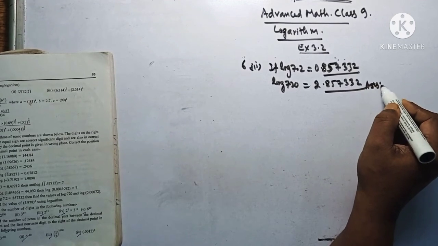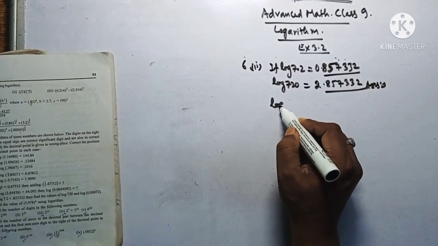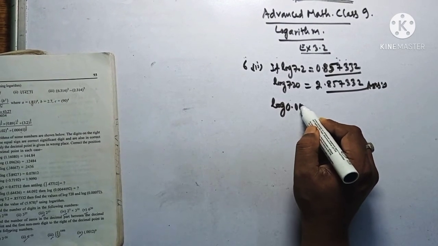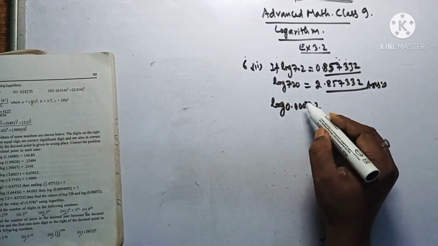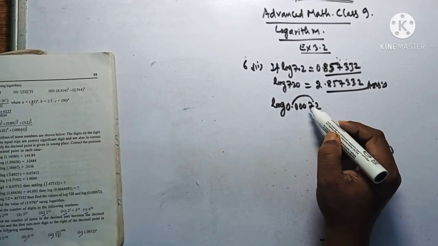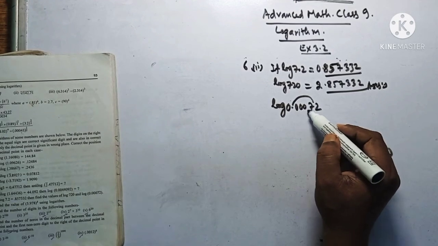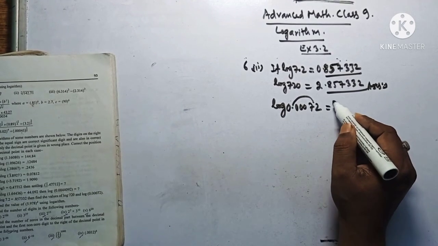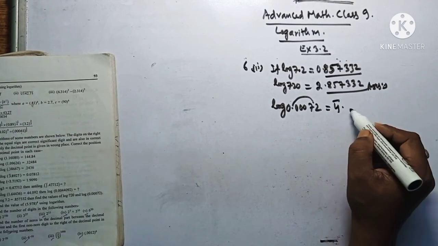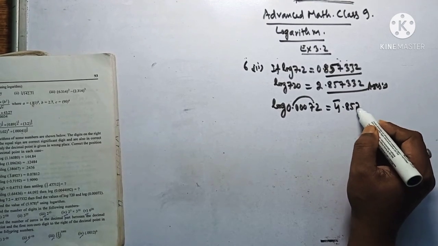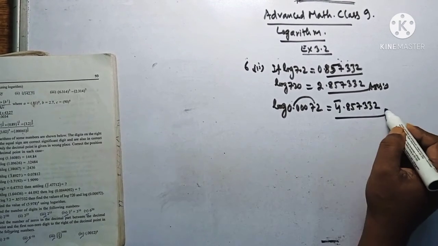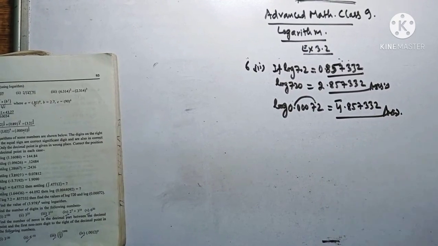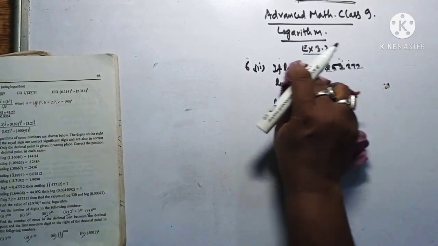Again you have to find log 0.00072. So first non-zero digit, 4 places, 1 2 3 4, so your characteristic is 4 bar, and 720 is 85732. This is your answer. Now I am going to question number 7.